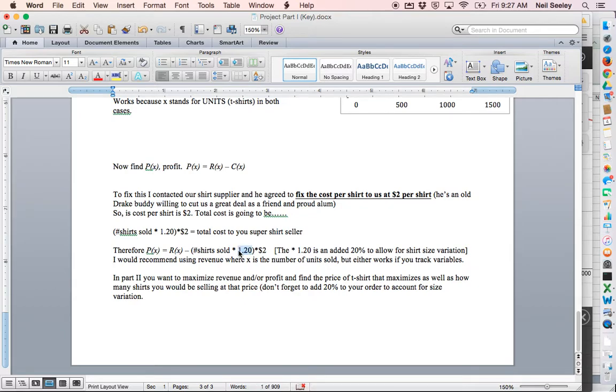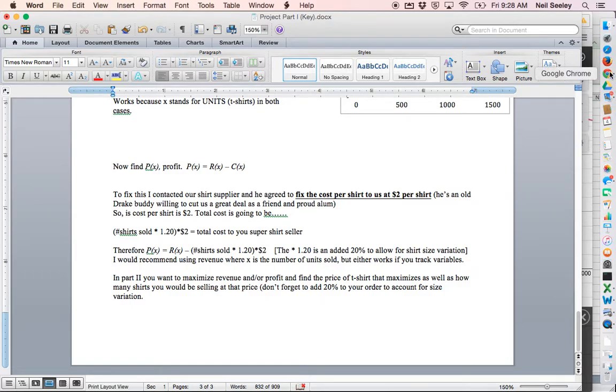Times 120 is going to give you an extra 20% of shirts just for size variation, because you know you're going to have leftovers. You need some extra supply to accommodate variation in people's size choices. So number of shirts sold times 1.2 times $2 will give us cost. It's the price per shirt, $2, times how many we sold with an additional 20%. That is a reasonable profit model that sets the sale of shirts at a reasonable amount.